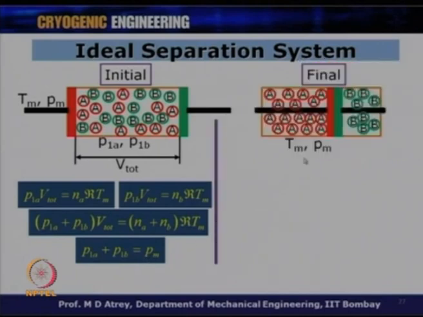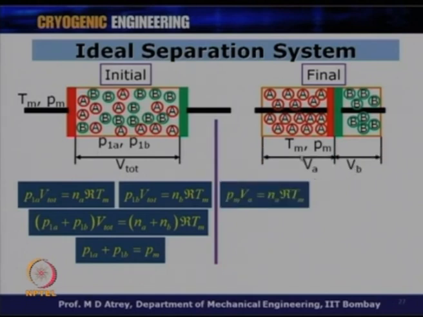And now I say final, when a separation has occurred and I got a particular volume Va associated with gas A and a particular volume Vb associated with gas B, while the temperature is the same as Tm, and now the pressure of gas A here is Pm, the pressure of gas B here in volume Vb is Pm. So, again I apply the ideal gas law for gas A and gas B. Now, the pressure of gas A in this volume of Va is equal to Pm. So, PV is equal to nRT for gas A, which is Pm into Va is equal to Na RT. Same thing I do for gas B.